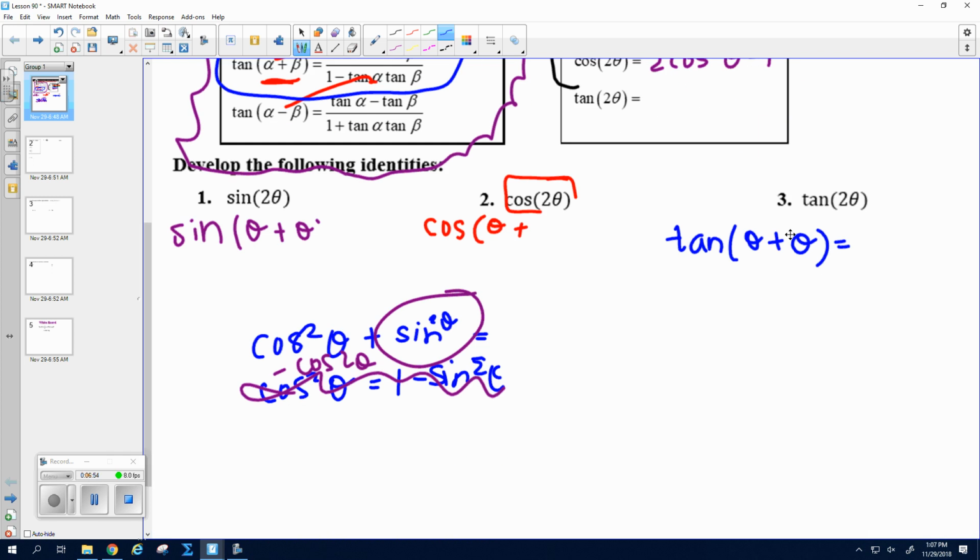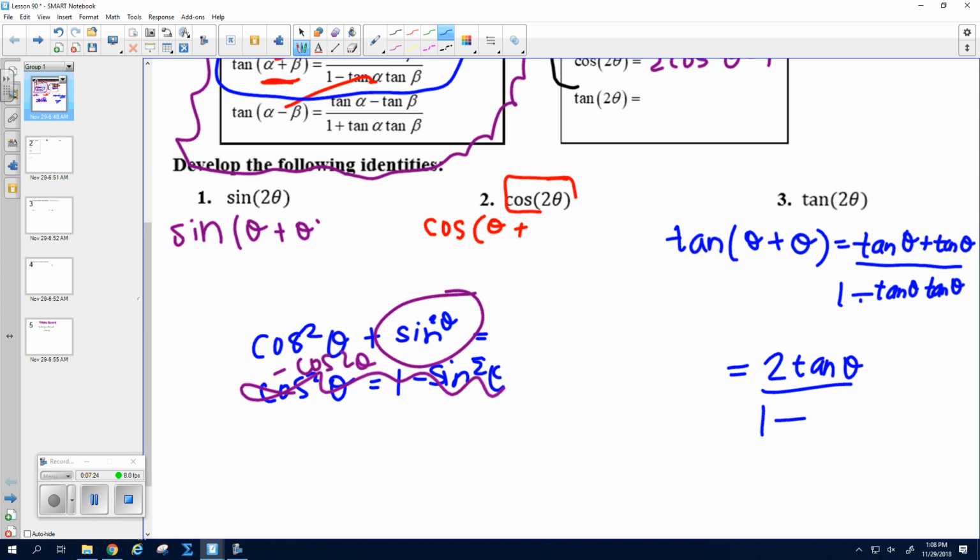So this one is just going to be tangent theta plus tangent theta instead of A and B, because I have theta and theta. And then in the bottom, it's going to be 1 minus tangent theta times tangent theta. Sorry, I wrote that really small and squeezed it in. So in the top, I have tangent theta plus tangent theta. What do you guys think that's equal to? Yep. Nice. And in the bottom, I have 1 minus, what's tangent theta times tangent theta? Good.